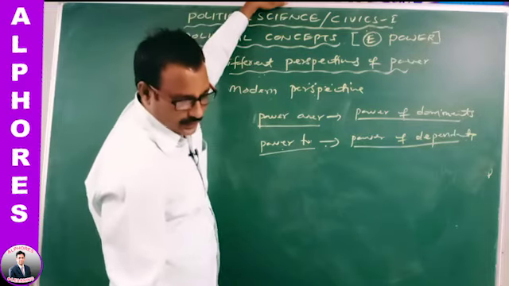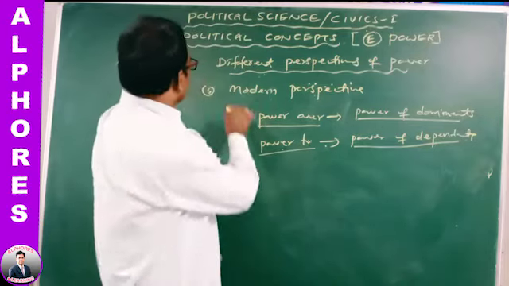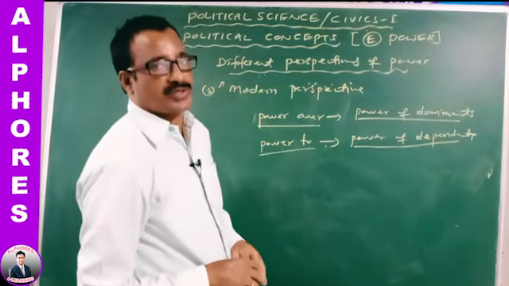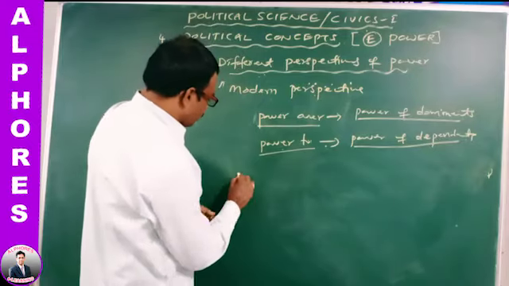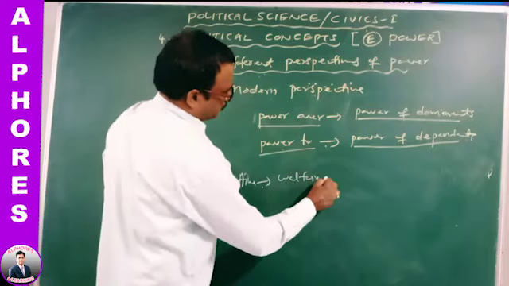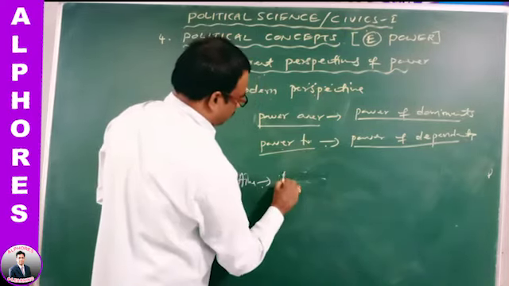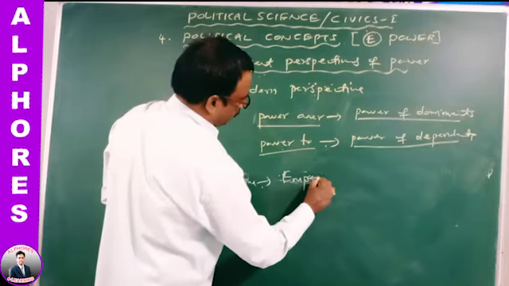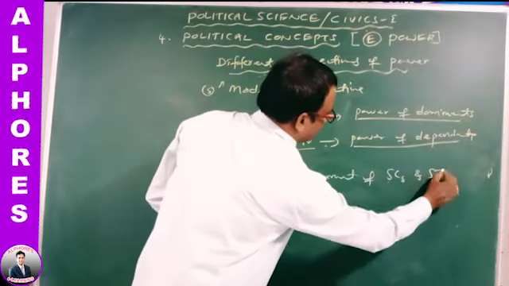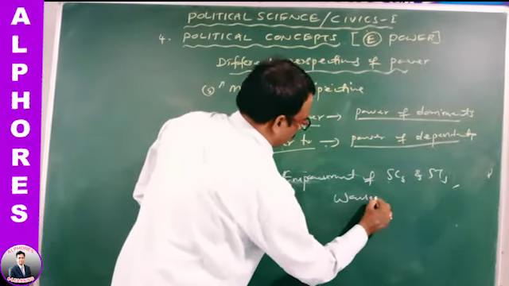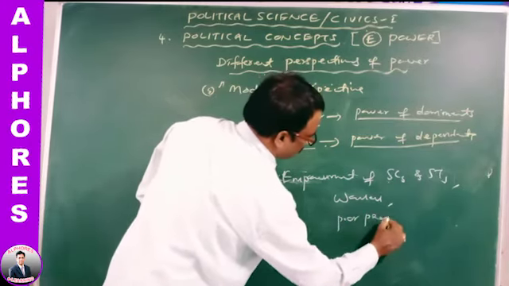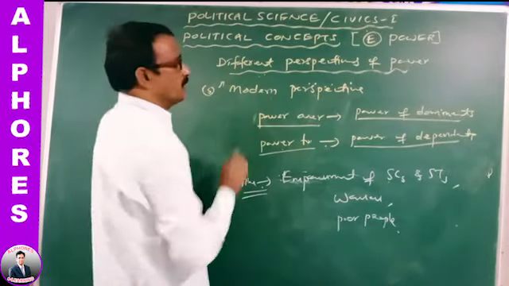Then the main aim of modern perspective is the empowerment of downtrodden sections. Yes, what is the aim? The empowerment of downtrodden sections like SCs and STs, then women, and lastly poor people. Yes, it is one of the aims of this perspective.